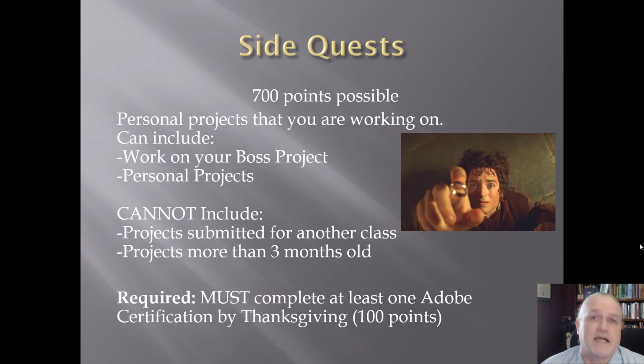So, side quests, which you can earn up to 700 points for, include projects that you are working on. As a DET major, there is no way we can possibly cover everything that you need to learn in the next 4 years. So you have to be working on your own side quests, your own projects that you're building. And we've seen a great deal of success of students that take advantage of this.